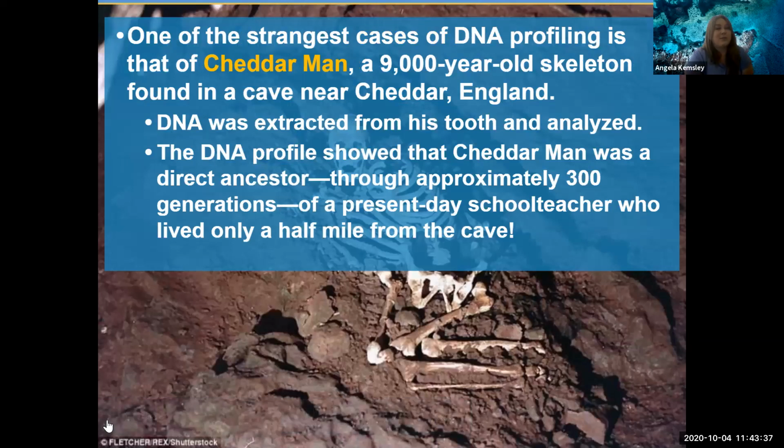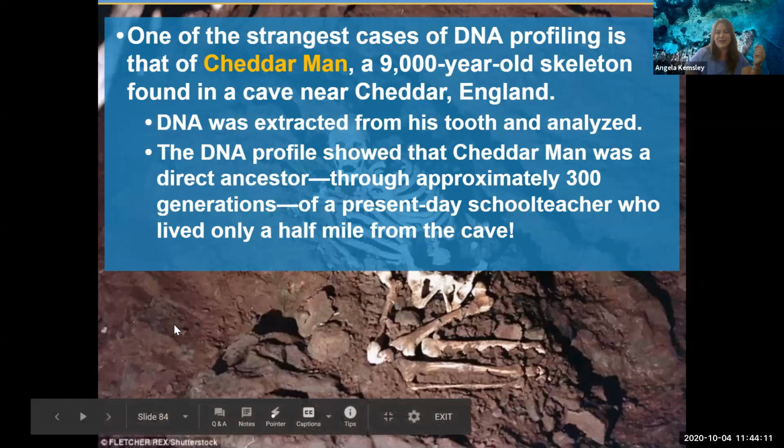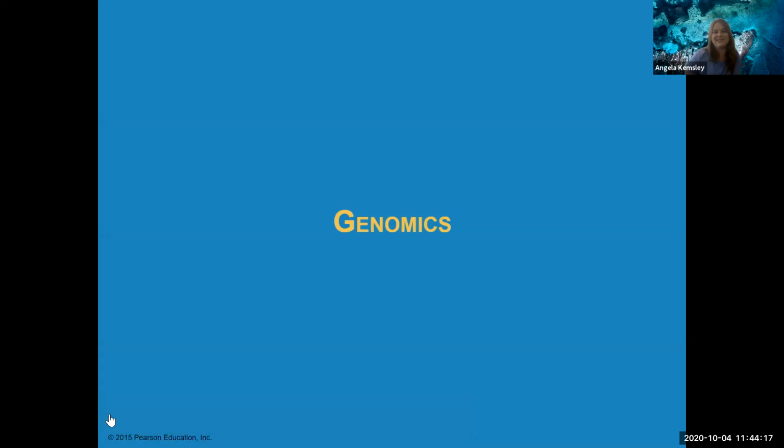There's also been some really creative ways that we've used this. So one of the strangest cases of DNA profiling is that of the Cheddar Man, who was a 9,000-year-old skeleton found in a cave near Cheddar, England. Scientists were able to extract DNA from his tooth and use DNA profiling to analyze it. And what they found was that the Cheddar Man was actually a direct ancestor through approximately 300 generations of a present-day school teacher who lived only half a mile from the cave. So it looks like his descendants didn't move too far. But that's an interesting example of how we've been able to use DNA profiling.